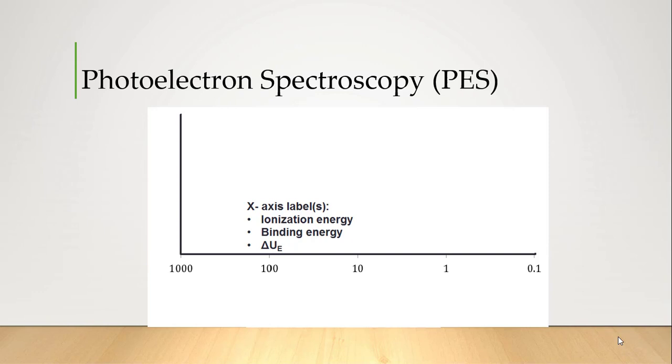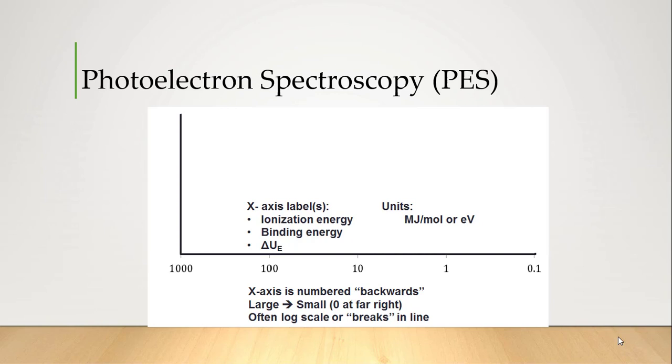The x-axis is usually labeled ionization energy, or binding energy, or delta U sub E. The units will be in megajoules per mole, or electron volts, and in actuality that doesn't really matter because we're using this descriptively. The key point here is almost always the x-axis is numbered backwards. We go from the largest value on the left to the smallest value on the right, the opposite of what you're used to doing. That scale can often be in log form, or you may see double lines on the x-axis that indicate a break or a removal of a section that really doesn't have any data in it.